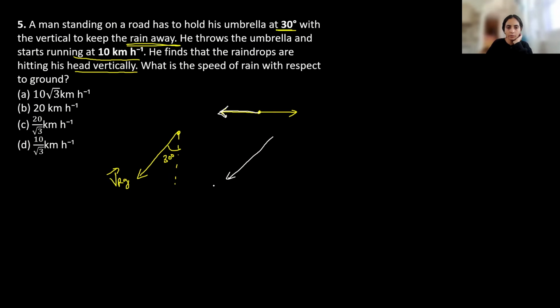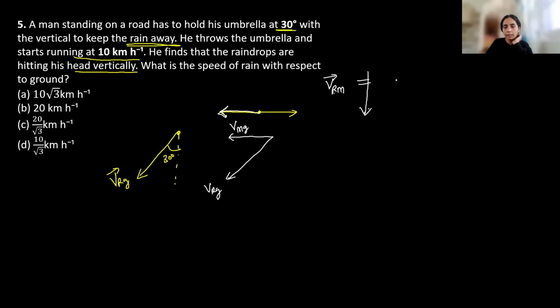So this is your VRG, and this person starts moving in this direction, VMG. Okay, and then the person observes that the rain is falling vertically downward. This means the velocity of rain with respect to man. Now the man is moving, so no longer is that vertical direction with the ground frame. This is with the man frame. The man is moving, so that is in the downward sense. So VRM is in the downward sense.